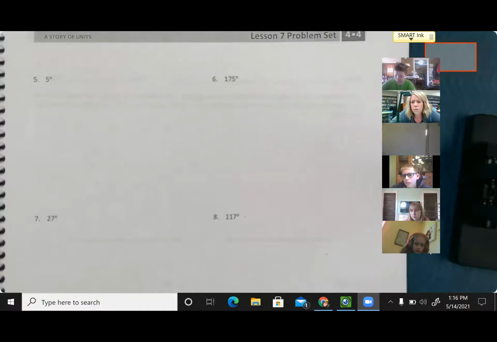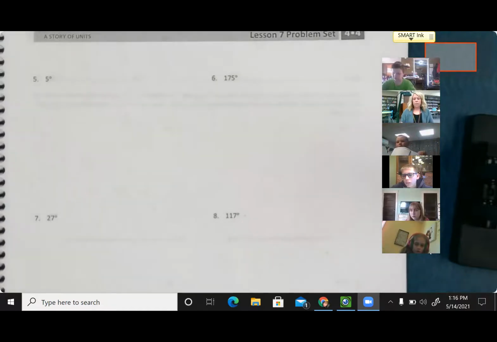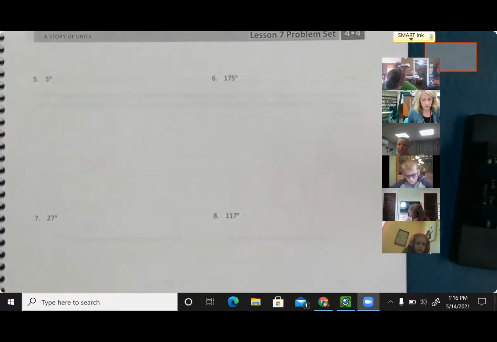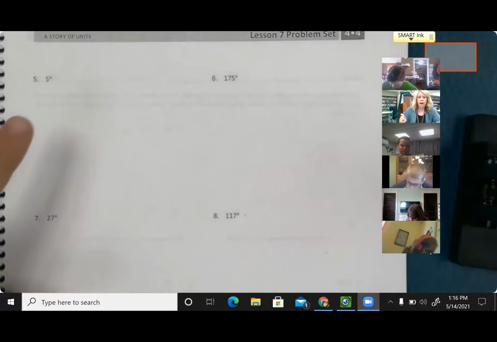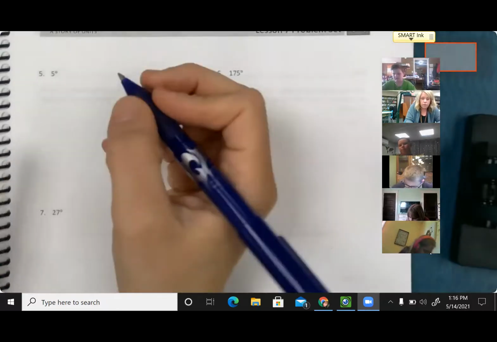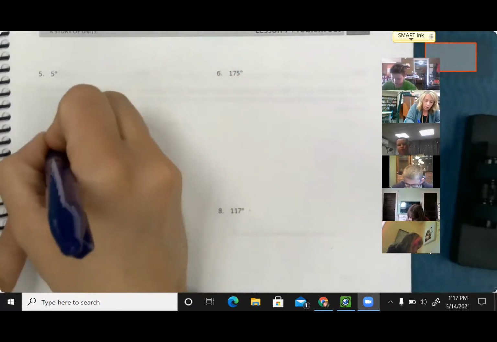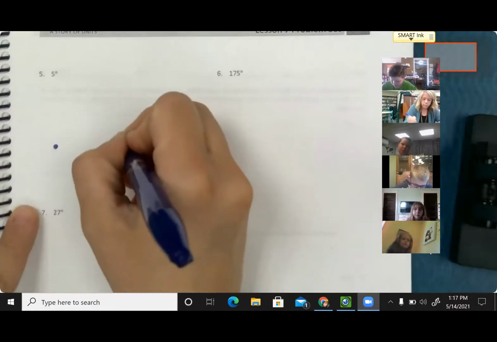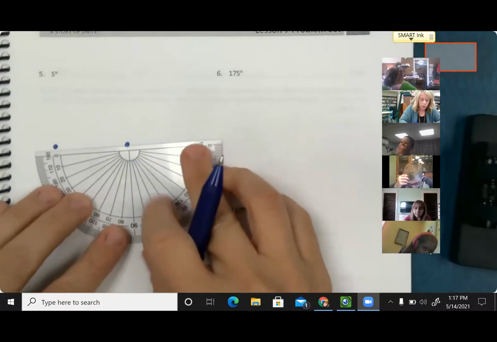All right, don't forget your arcs, okay? And you're supposed to use that bottom ray for one of your angles. Okay, so we're gonna start with 5 degrees. So this time they didn't give us the ray, so we have to make our own. So I'm gonna make 2 points and then create my own ray. Start at 1 and go through the other.